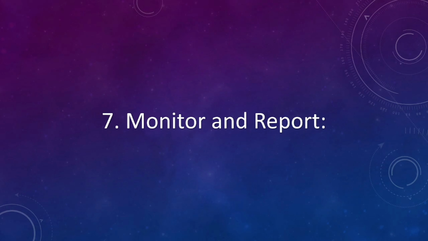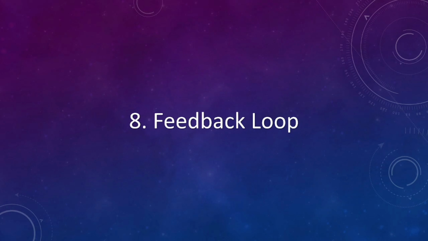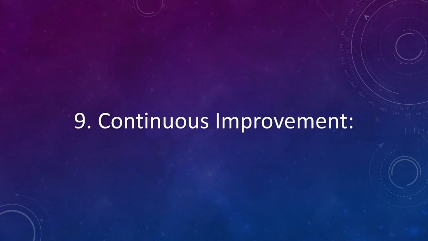Next one is monitor and report. This is also important. You have to keep an eye on test execution and generate detailed reports. Next one is the feedback loop. That means you have to collaborate closely with the development team to address issues promptly. And finally, you have to do continuous improvement. That means regularly update and improve your testing process for the client.